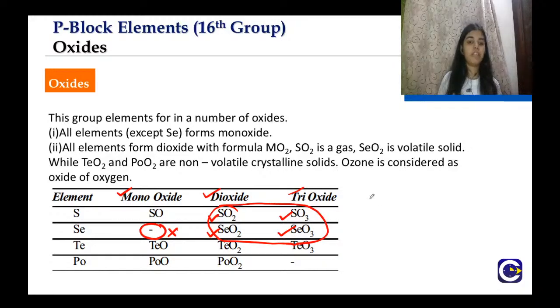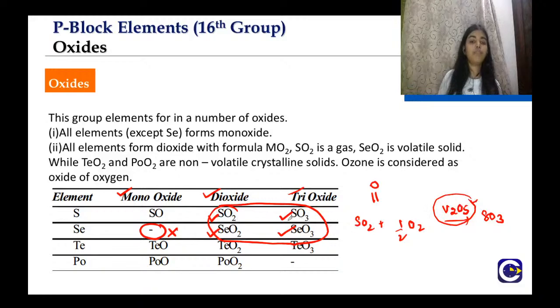SO2, SeO2. SeO2 is an oxidizing agent that you will learn in organic chemistry. It inserts a double bond O. SO2 and SO3 are gases. We have already done this in the contact process: SO2 plus half O2 gives you SO3, where the catalyst was V2O5. So these four compounds are important from the examination point of view. You can have a look at the reactions of these compounds only.